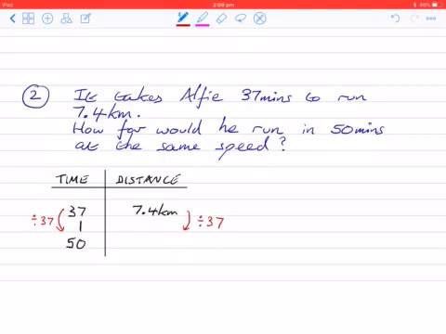Okay, I'm probably going to stop switching to that other calculator. I think you don't need it. So on your calculator, you're going to go 7.4 divide 37. So I'll just do it here. 7.4 divided by 37. And if you do that, you should have got 0.2. And that means Alfie could run 0.2 kilometers in 1 minute.